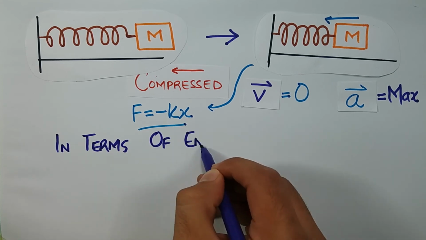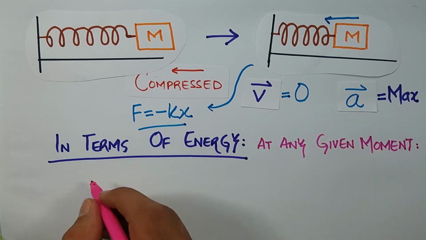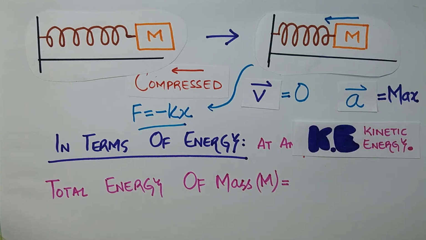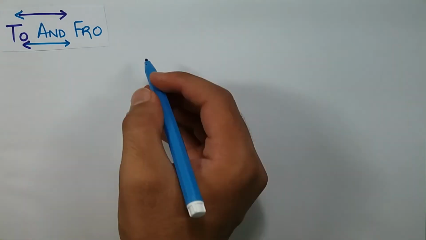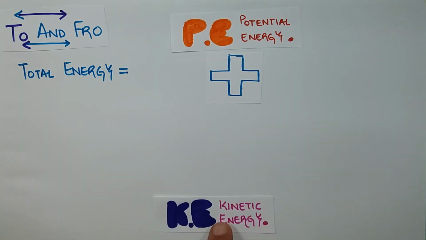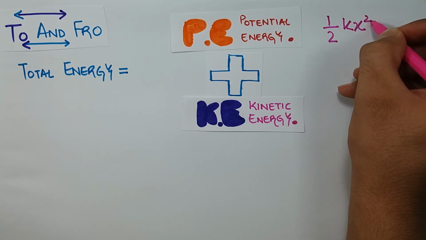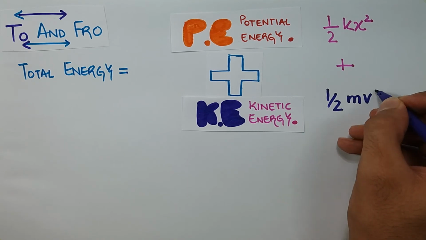Now in terms of potential energy and kinetic energy, at any given moment, the total energy of this oscillatory system is given by the sum of potential energy and kinetic energy. During this to and fro motion of an oscillatory system, the total energy at any moment of time is given by the sum of potential energy and kinetic energy, where potential energy is given by 1/2 kx², half of the spring constant into the square of the displacement of the body, and the kinetic energy is given by half of the mass into the square of the velocity.